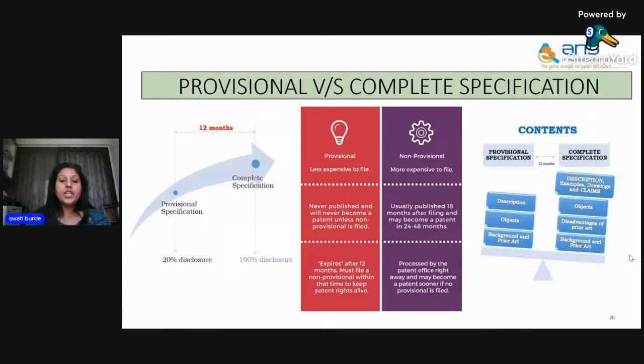For complete specification, you need to have complete details, complete data ready, experimental details, results ready. With claims, you have to file complete. So claims are basically the legal part of your patent application. So here it is said, in provisional, you can file description, objects, background, and the prior arts. In complete specification, the only difference is the claims part.